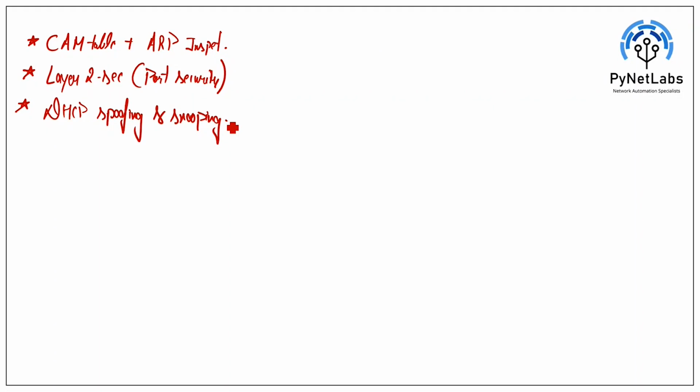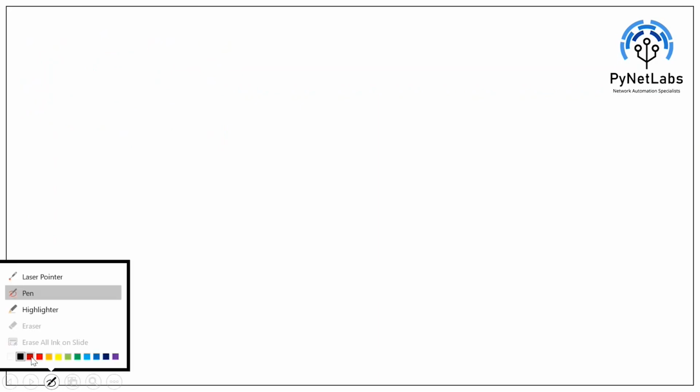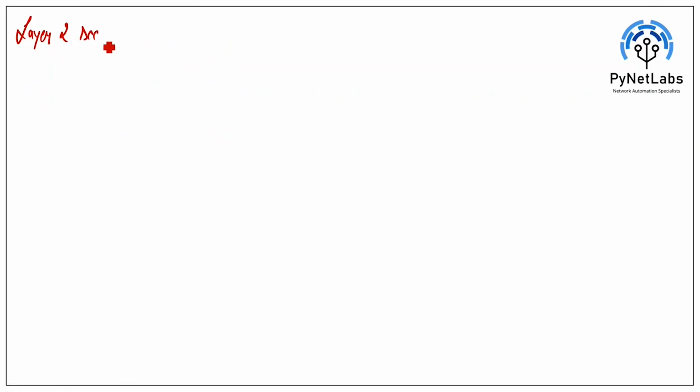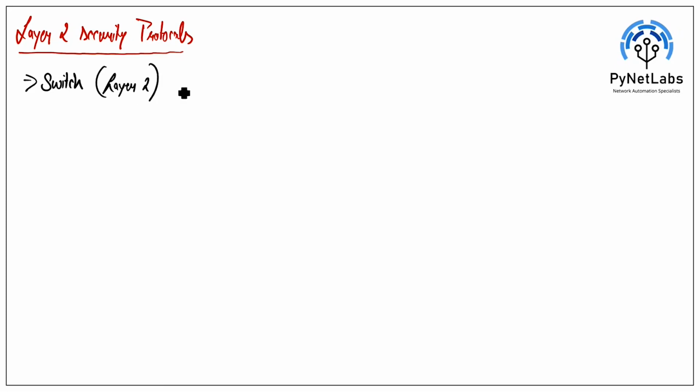Now let's get started. As you all know, normally if we are talking about a switch, let me write the heading, layer 2 security protocols. Before starting the protocols, the first thing we need to understand is a switch. We all know that a switch is a layer 2 device, which works on layer 2 of the OSI model, which is the data link layer.